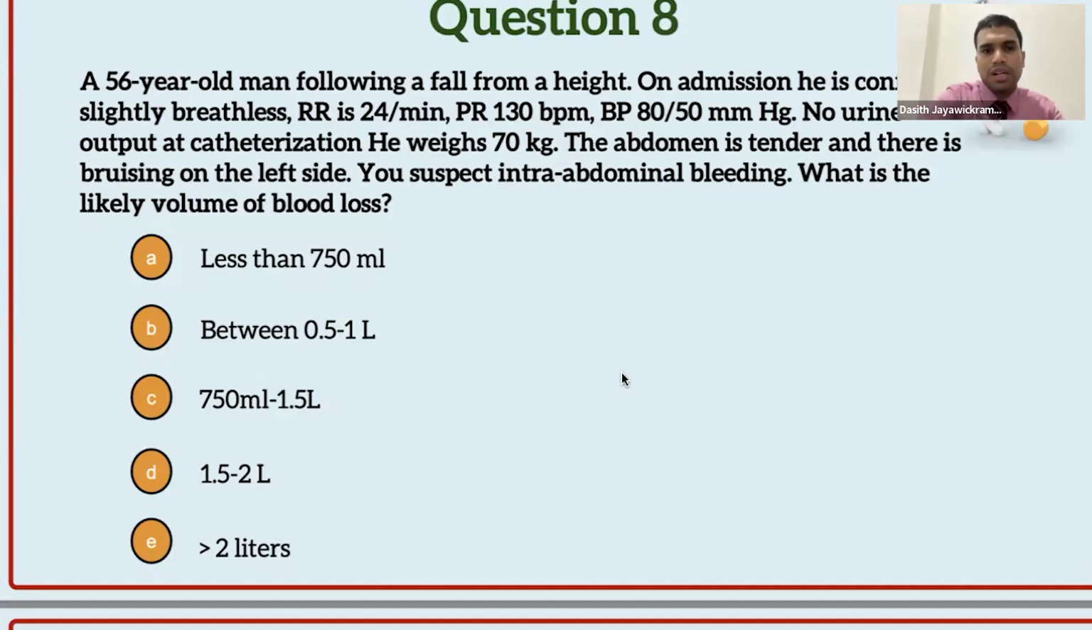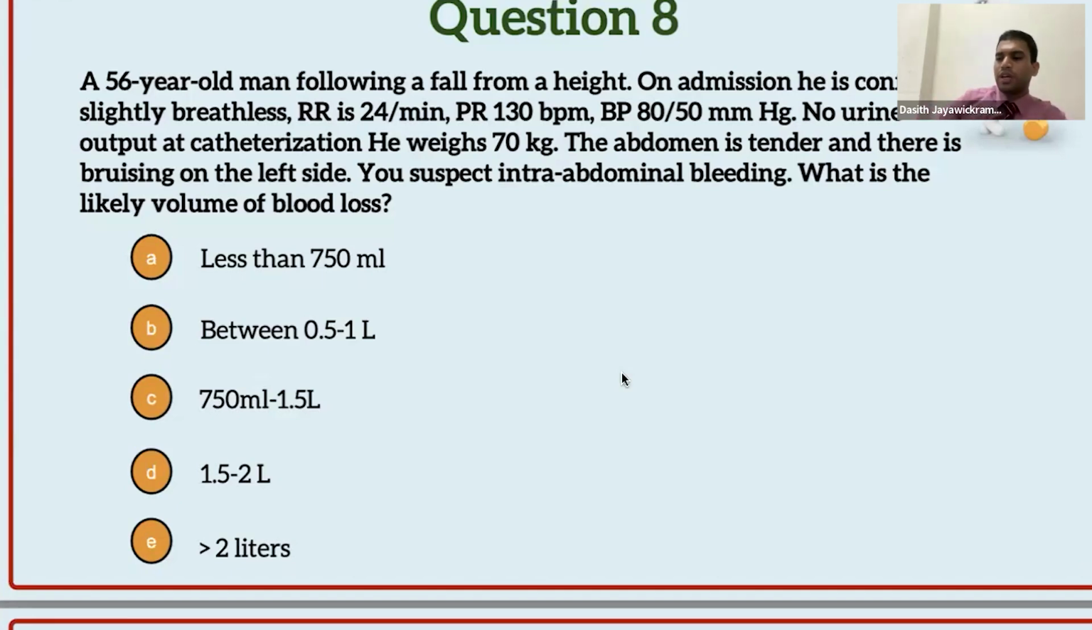So the patient is having tachypnea and significant tachycardia, and there's a significant systolic blood pressure drop. It's almost 80, but pulse pressure is normal, and there's no urine output to the catheter. That means there's significant hypoxia to the kidneys. And the patient is weighing 70 kg.